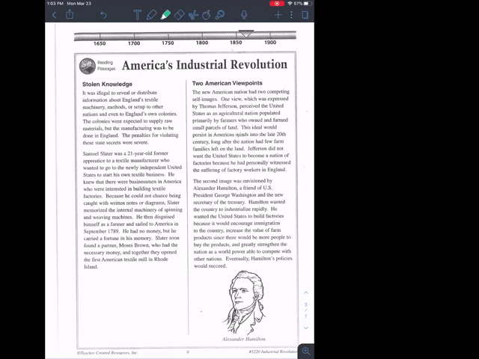Slater soon found a partner, Moses Brown, who had the necessary money, and together they opened the first American textile mill in Rhode Island. Okay, so we're going to stop there for a second. This means that he risked going to jail and being considered a traitor just to start his business in the United States.